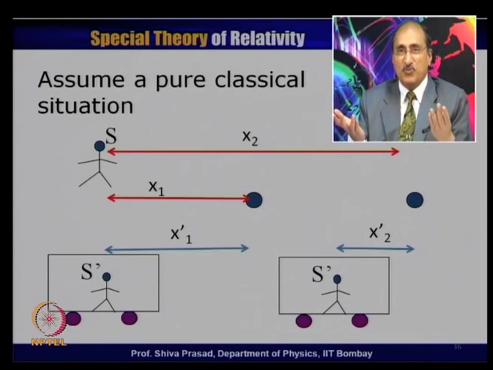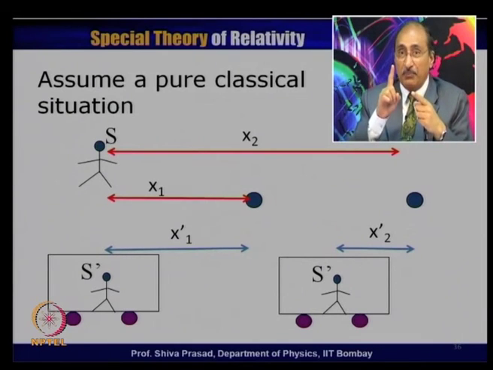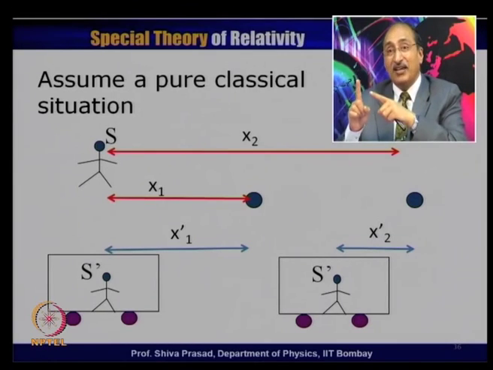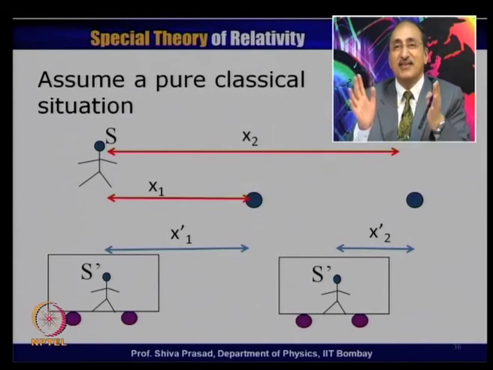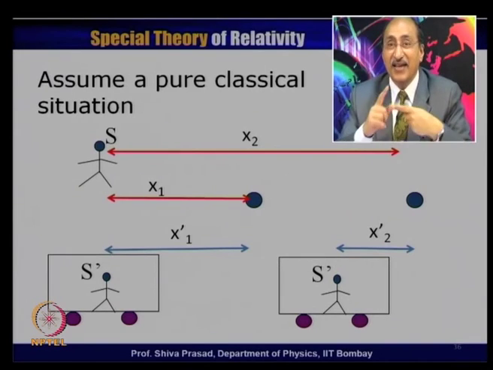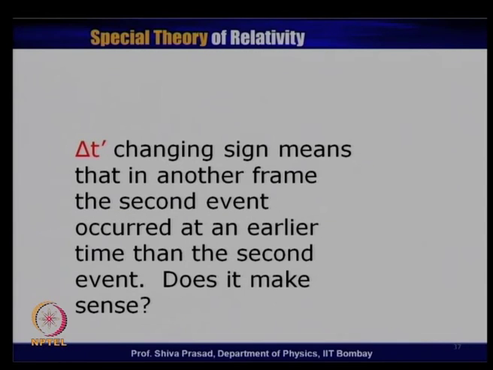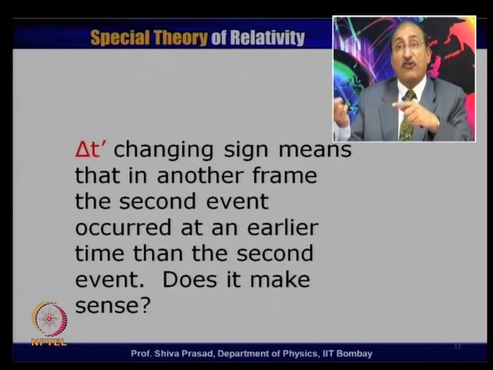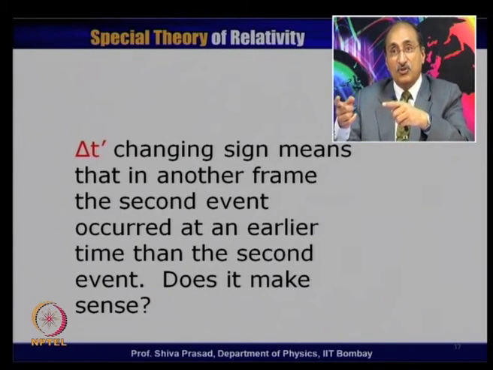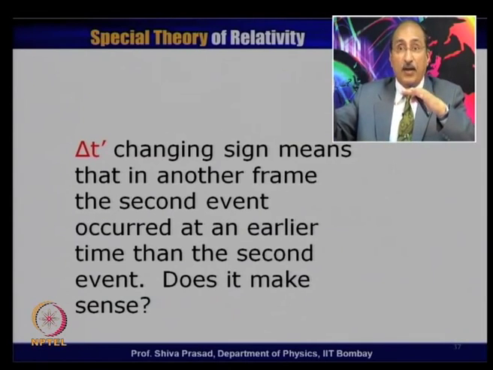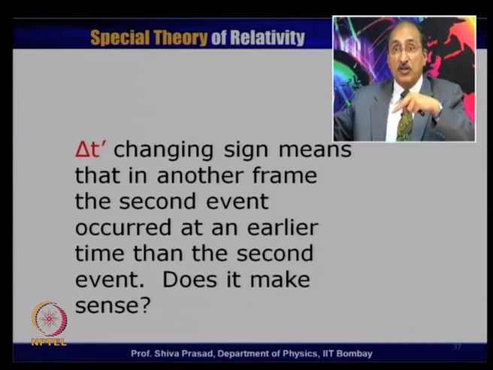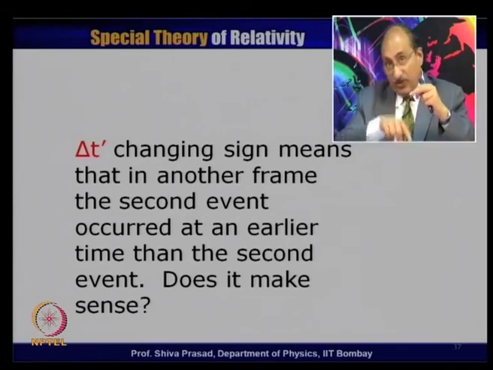So, even classically it is possible that if delta x was positive in the S frame, delta x prime will become negative in the S prime frame of reference. So, there is nothing surprising in delta x changing sign as I change my frame of reference. But what does changing sign of the time interval mean? It means the second event occurred earlier in a different frame of reference than the first event. So, as far as the two lightning strikes are concerned, if the second observer observes that the second lightning occurred first and the first lightning occurred second, that is what would mean delta t changing sign. Does it make sense?